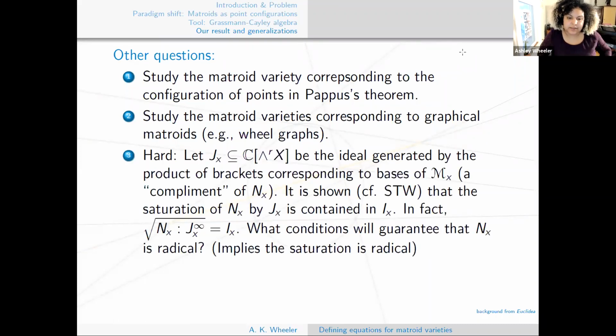And then here's the hard question we want to answer. So define this other ideal J by multiplying all the brackets corresponding to bases of the matroid. So it's sort of a complement of N_X, except the brackets are multiplied together. In our paper, we show that the saturation of N_X by J_X is contained in I_X. And in fact, we show that the two ideals are equal up to radical.